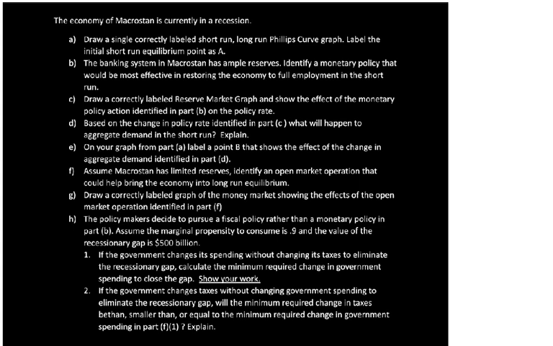So let's start off with the beginning, right? It says the economy of Macrostan is currently in a recession. Draw a single correctly labeled short run and long run Phillips curve graph. Label the initial short run equilibrium point as A. All right, so we can indeed do that.